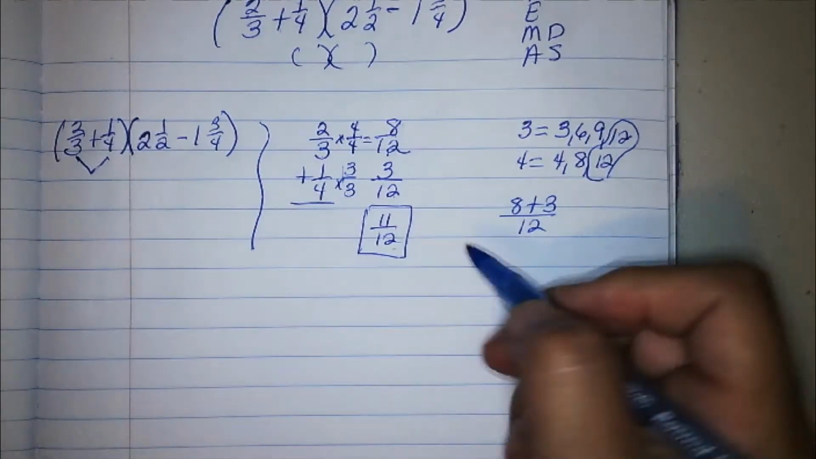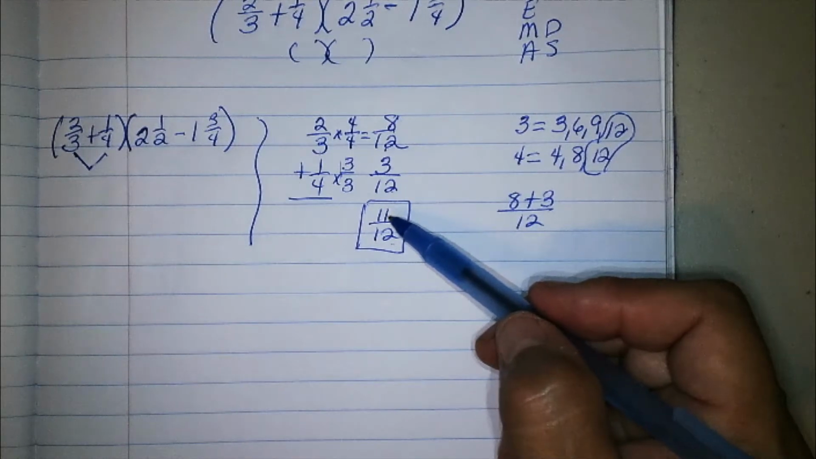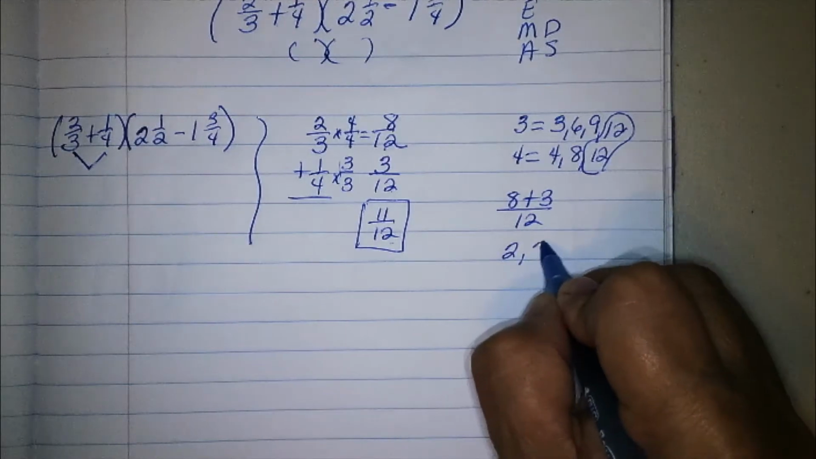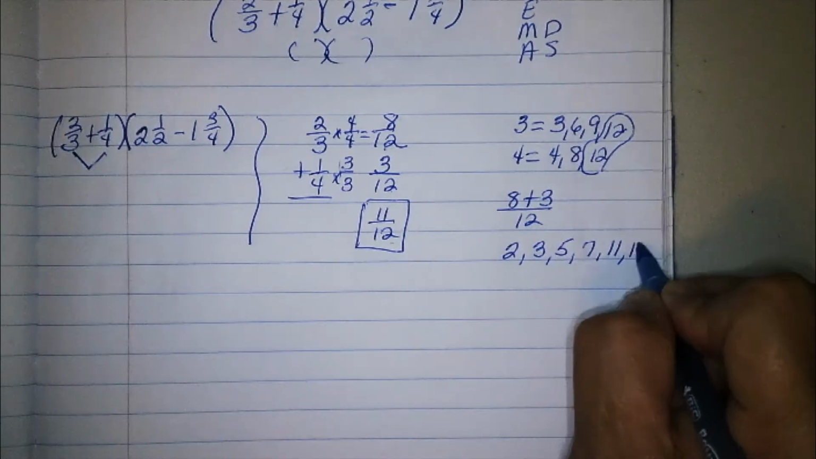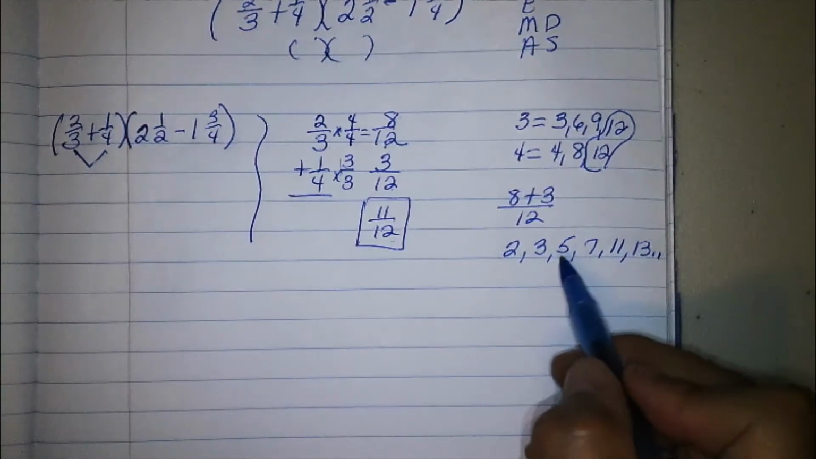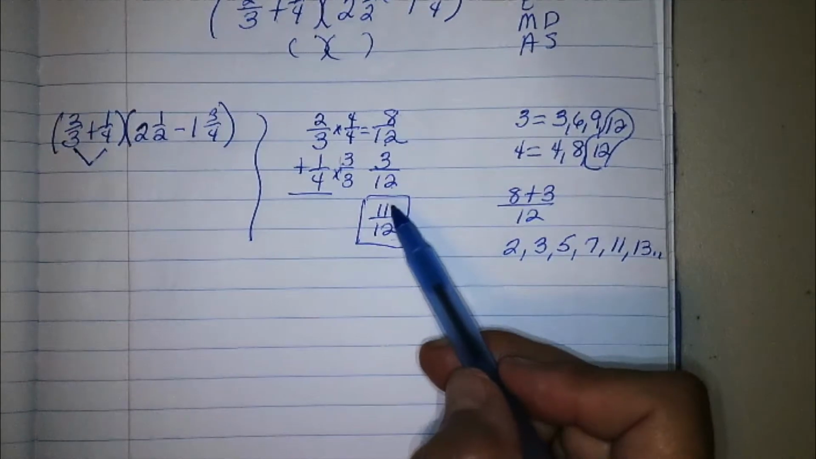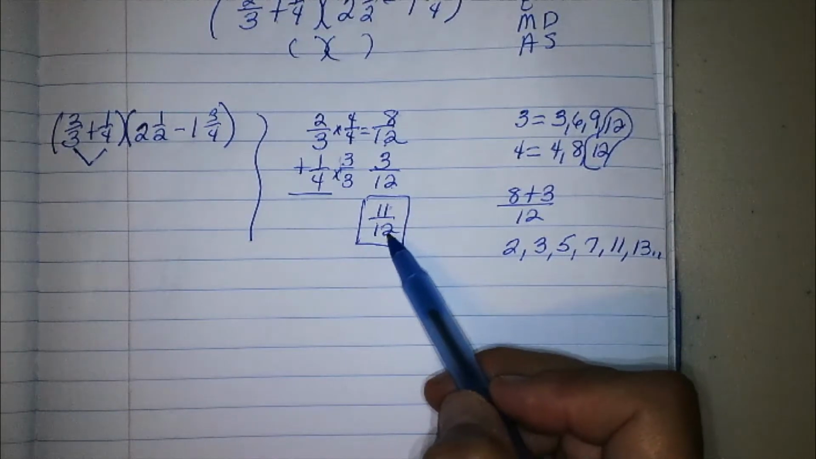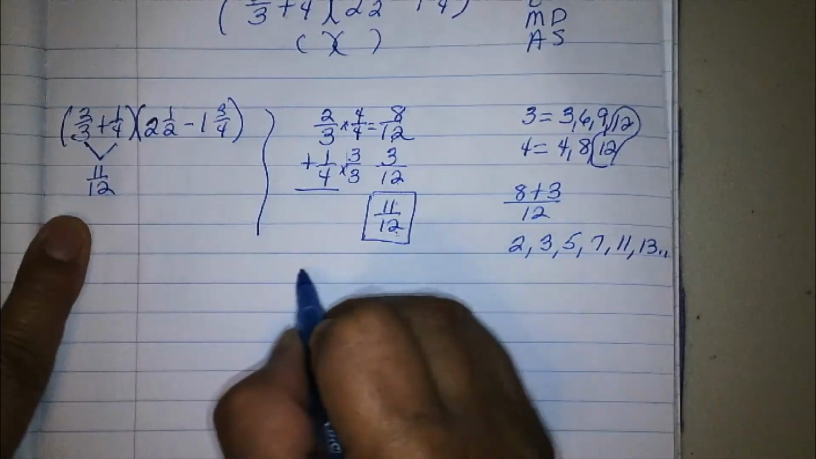Let's double check to see if this simplifies. Whenever we're down to a prime number, such as 11, remember our prime numbers are 2, 3, 5, 7, 11, and so on. These numbers only have factors of itself and 1, so nothing goes into 11. So there isn't any common factor between 11 and 12, so we're done. So the parenthesis on the left is 11/12.